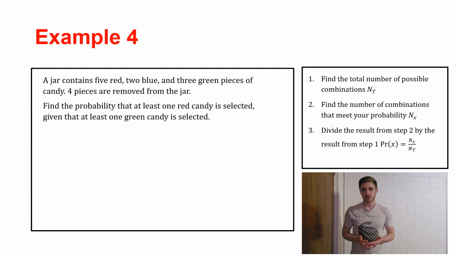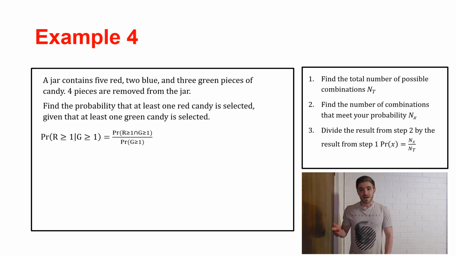This one here is going to be a hard one. A jar contains 5 red, 2 blue, and 3 green pieces of candy, and 4 pieces of candy are going to be taken from the jar. Find the probability that at least one red candy is selected, given that at least one green candy is selected. This is an example of a conditional probability question, so we're going to start by writing the conditional probability equation.